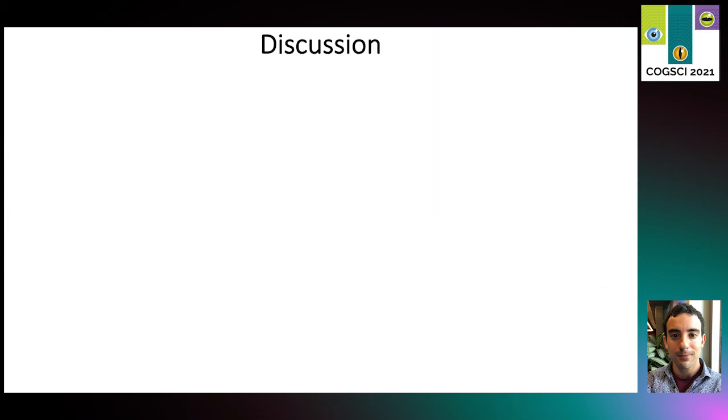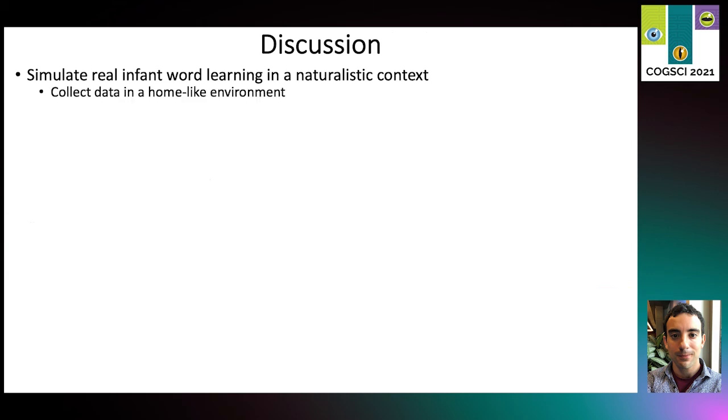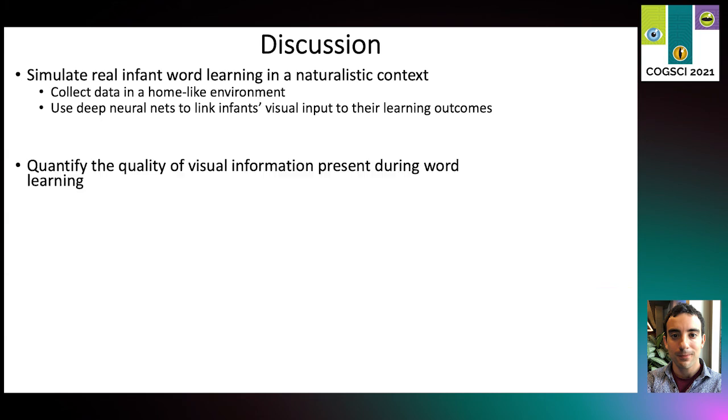Here we revisit our original goals and review our findings. Our first goal was to simulate infant word learning in a naturalistic context. We accomplished this by collecting our behavioral data from the home lab, a naturalistic home-like environment, and then used a classification-based approach to link features of infants' first-person views to their word learning outcomes using a deep neural network. This was an initial demonstration that this is possible in principle.